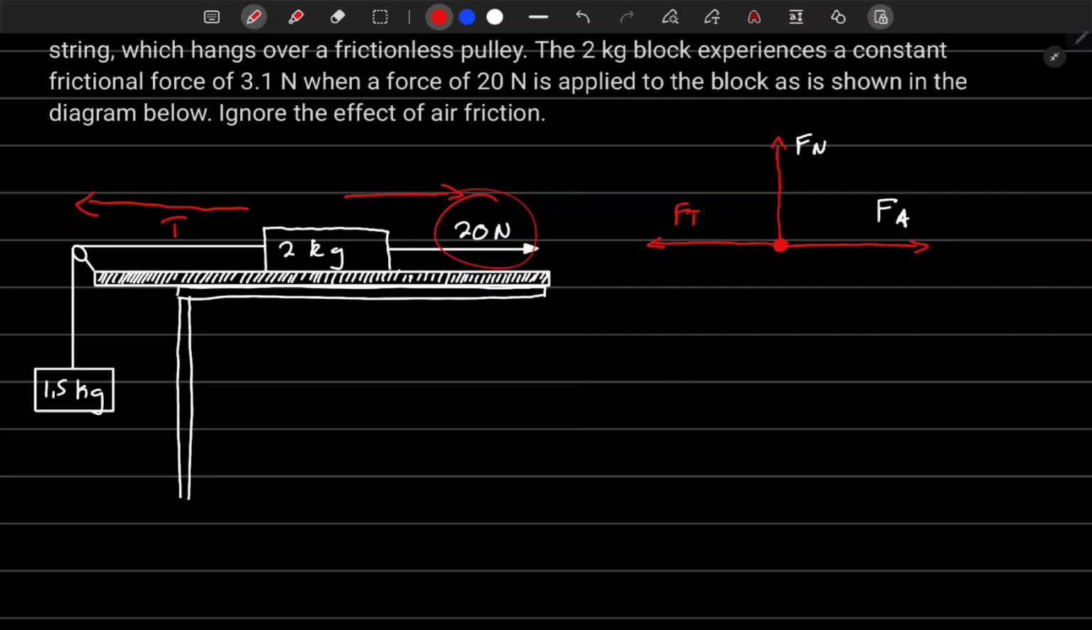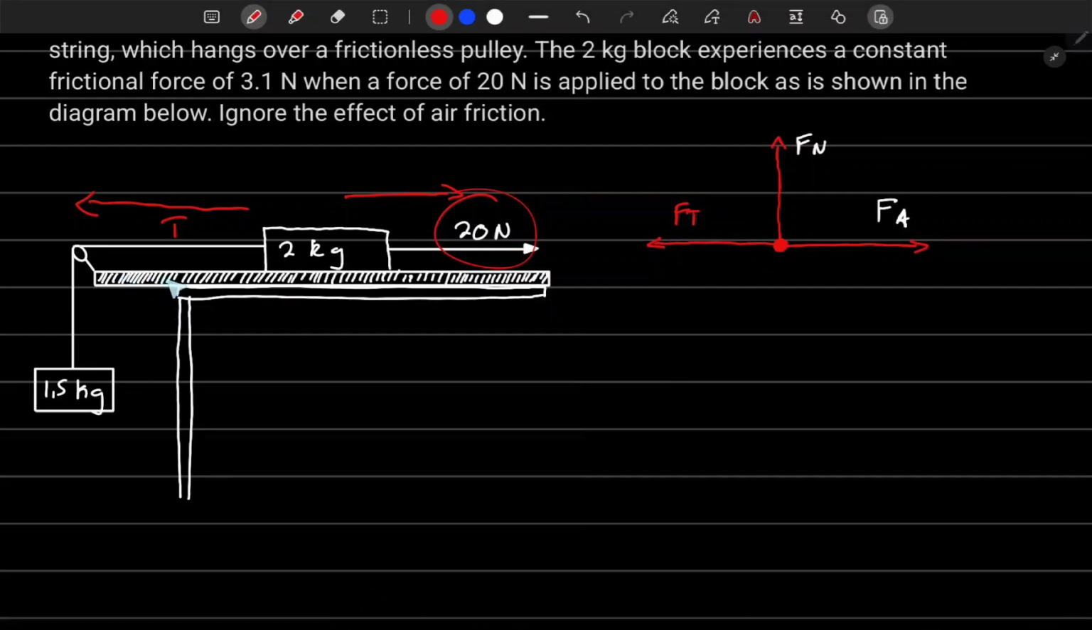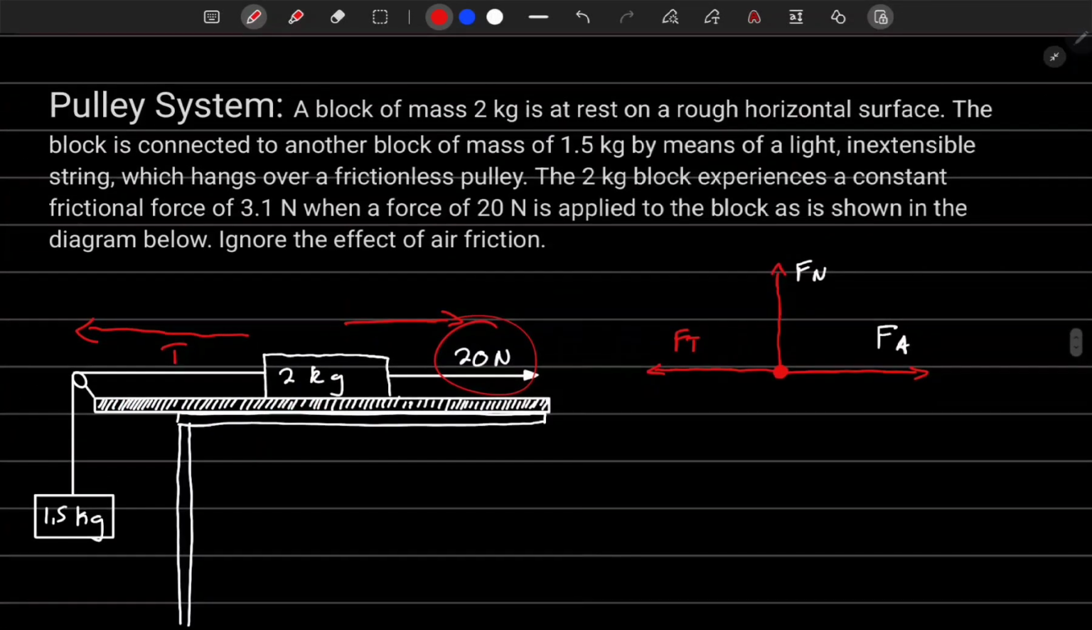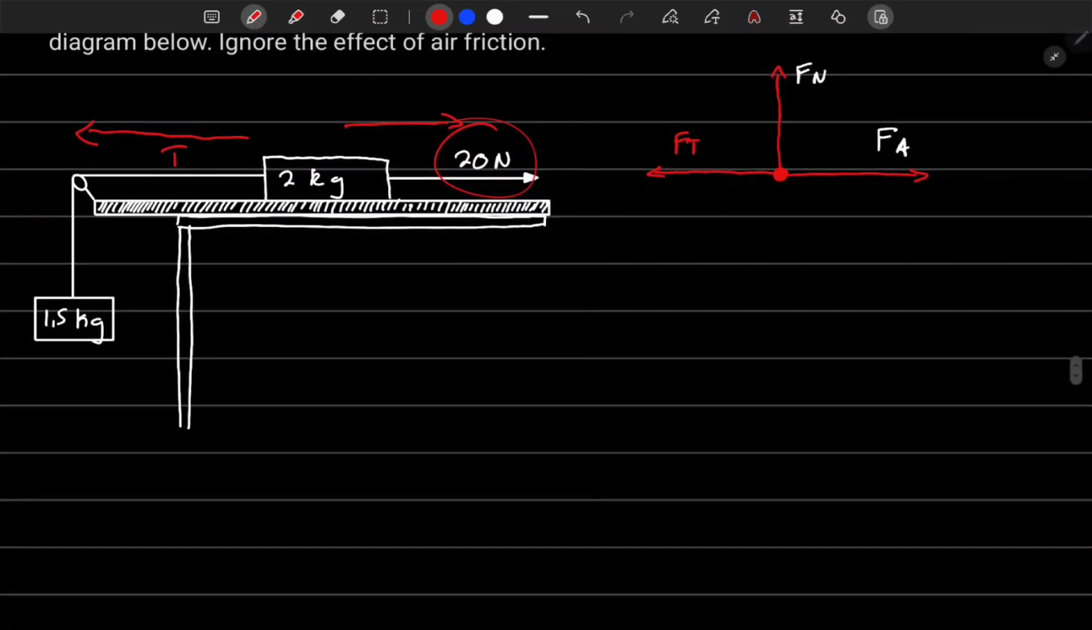However, we are told that this block is rough. That's why there are lines there to show that this surface is rough. And it also says in the problem, on a rough horizontal surface, and because of that, we also have friction. Friction is a force that opposes a body in motion, and it's going to the left, opposing this motion. So we also have another force of friction that is opposing this motion, and we call that F of F.